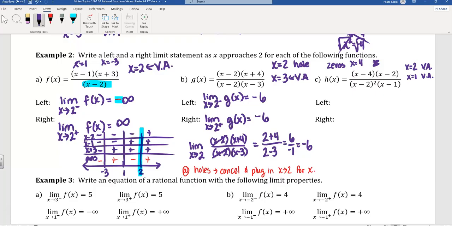So I need that for my sign chart because I need to be doing the limit as x approaches 2 from the left of h of x, and the limit as x approaches 2 from the right of h of x. And because I know there is a vertical asymptote here, the answer is positive or negative infinity. I just have to choose which one. So I'm going to do my sign line.